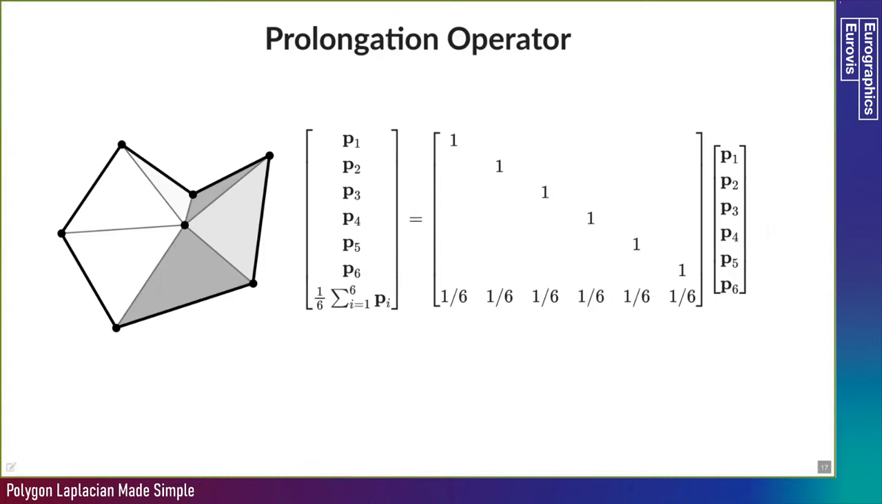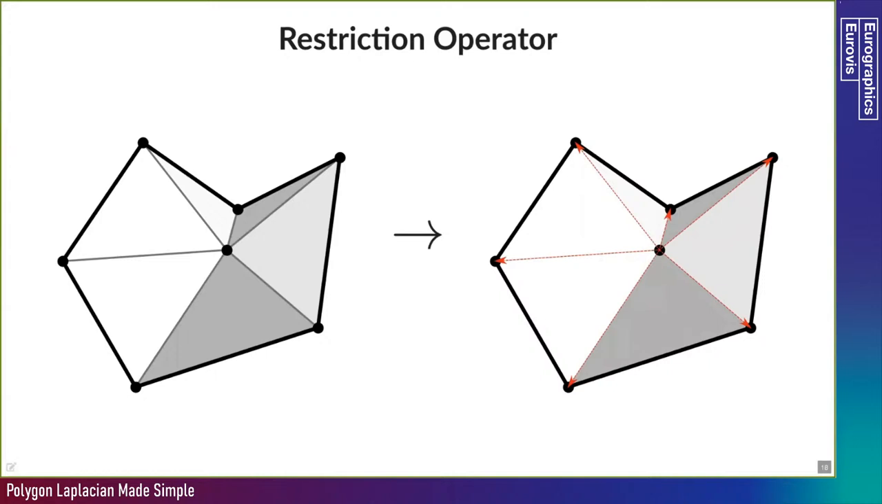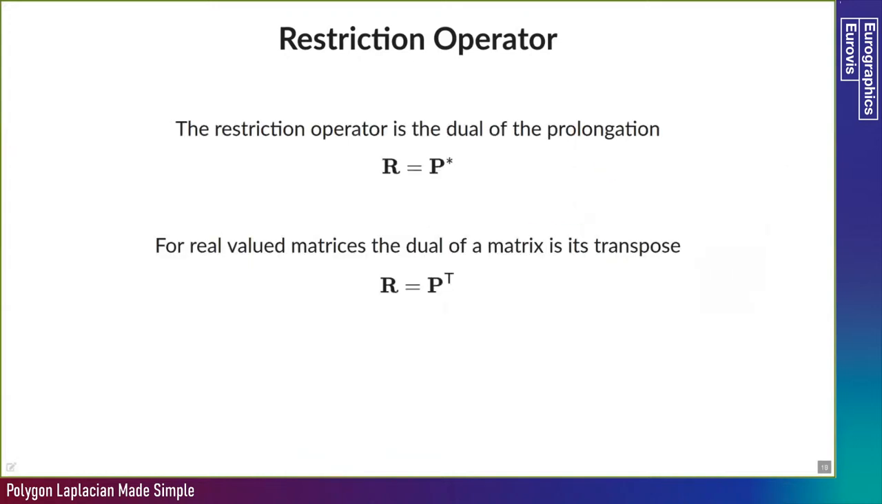After computing the cotangent Laplacian on this mesh, we have to transfer the information back to the original one. Fortunately, the restriction operator is defined as the dual of the prolongation. And since our prolongation is a real value matrix, as I've just shown you, the restriction operator can be simply obtained by taking its transpose, because the dual of a real value matrix is its transpose.